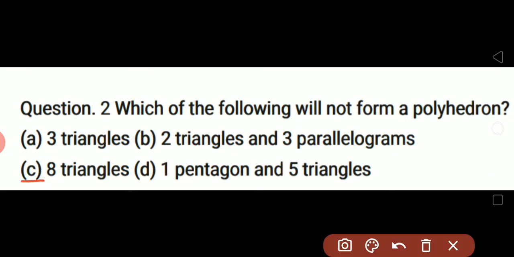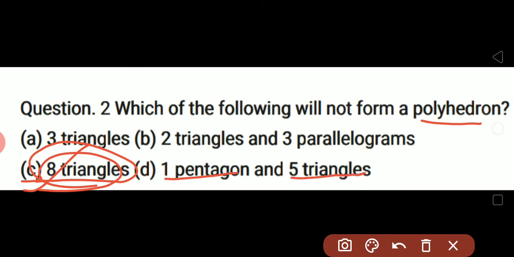Let us come to the C part. 8 triangles. You know, 4 triangles are required to form a polyhedron. So yes, it is a multiple of 4. So two pyramids can be joined. Yes, it is possible. A pentagon and 5 triangles.